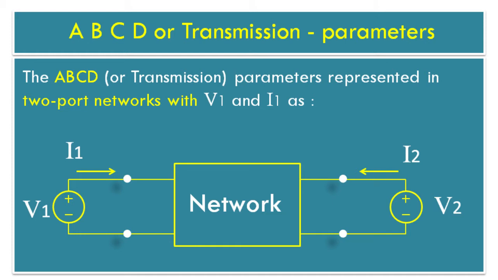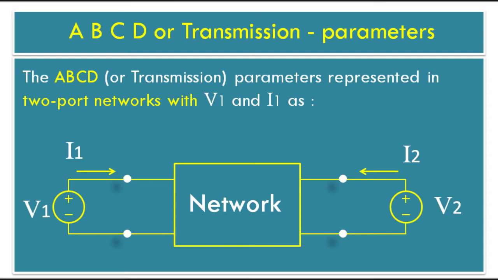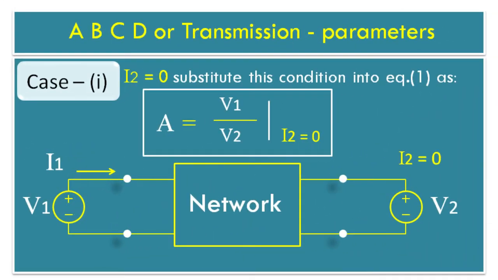Let's refer to the diagram. A two-port network is given with voltage V1 and current I1 as inputs at port 1, and we are measuring voltage V2 and current I2 at port 2 respectively. Please note it. Remember the current directions at the time of analysis of a given network or circuit. Let's study case 1 of transmission parameters.